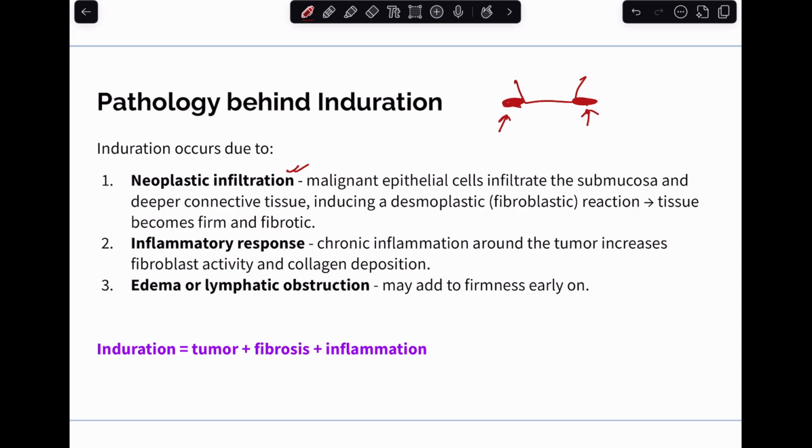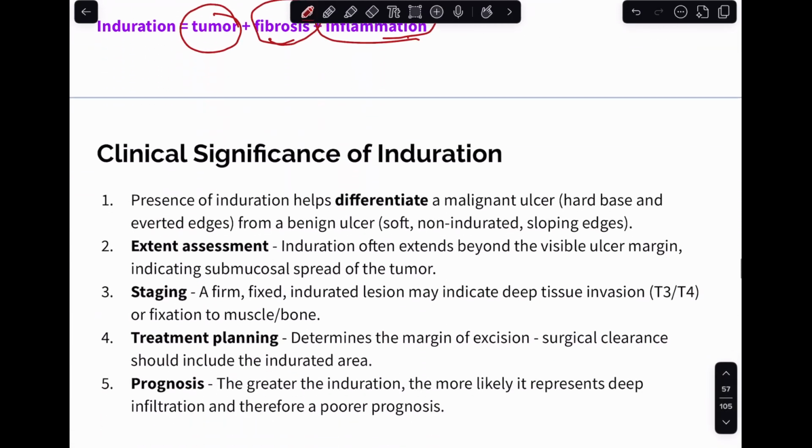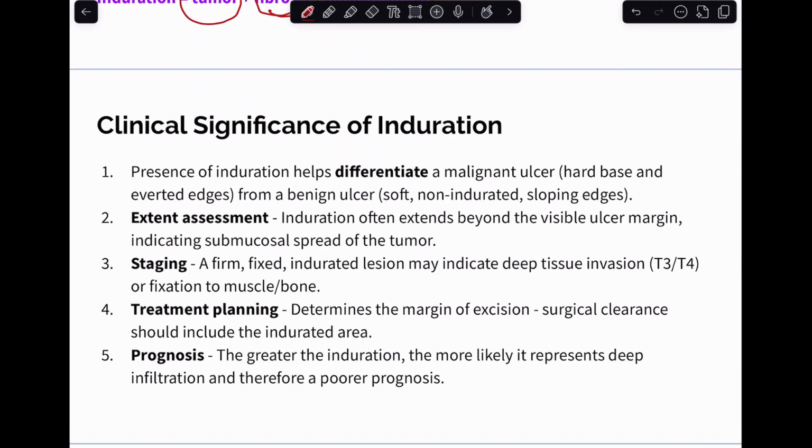Third is if there is edema or any lymphatic obstruction, that will also add firmness in this area. So induration is basically the presence of tumor cells invading the spaces, fibrosis in the area, and inflammation in the area. These are the reasons why you'll see an indurated area around the malignant ulcer base. Now, what is the significance of this induration? First of all, it is the factor that will help you in differentiating between a malignant ulcer and a benign ulcer. A benign ulcer at no level would ever have induration. Induration is typically a feature of malignant ulcers.